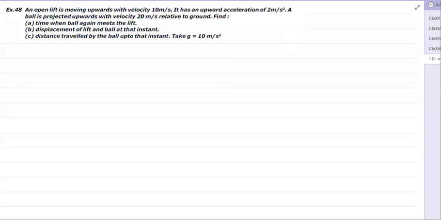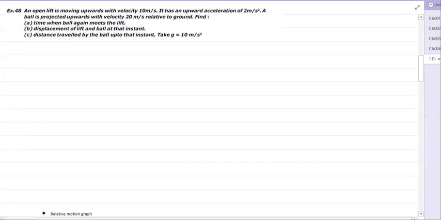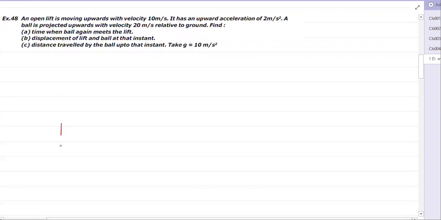Okay, so first we will make the diagram. So an open lift. So this is the lift. Lift is like this. An open lift is moving upward with speed 10 meter per second. It has an upward acceleration of 2 meter per second square. So this is also accelerating upward with 2 meter per second square. A ball is projected upward with velocity 20 meter per second relative to ground.